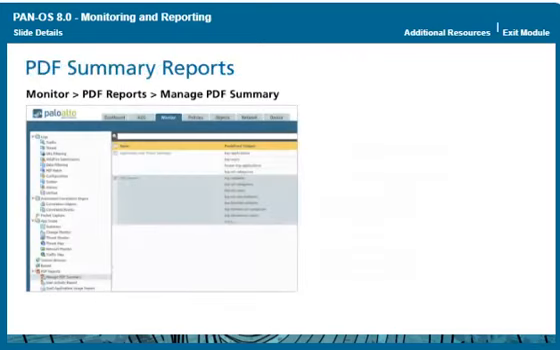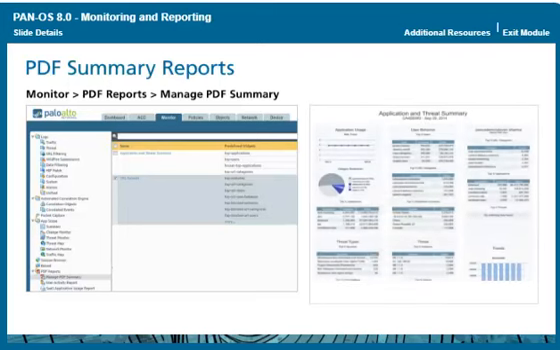PDF summary reports contain information compiled from existing reports based on data for the top 5 in each category, and trend charts that are not available in other reports.